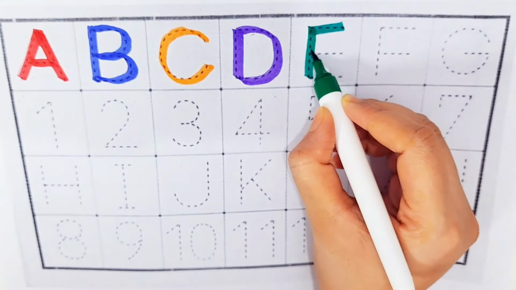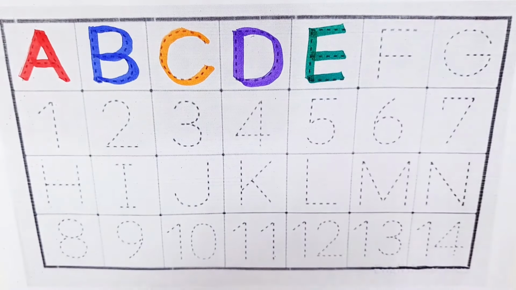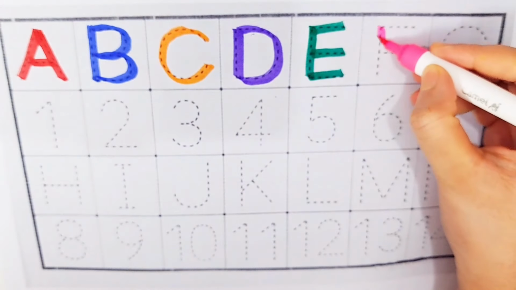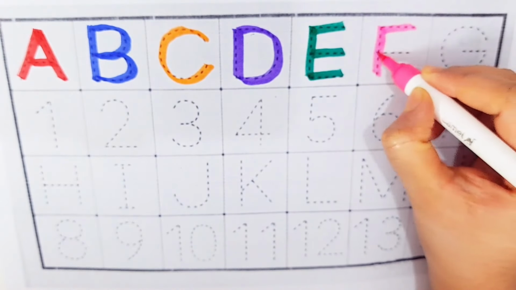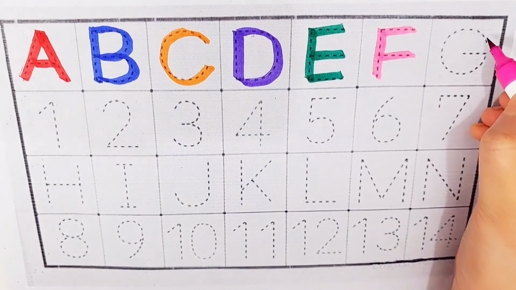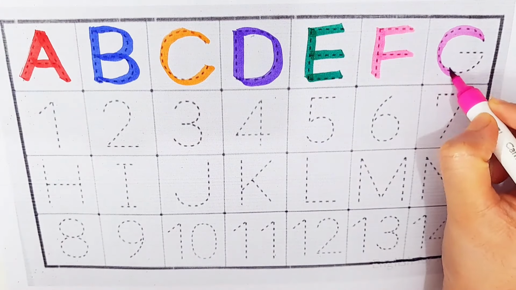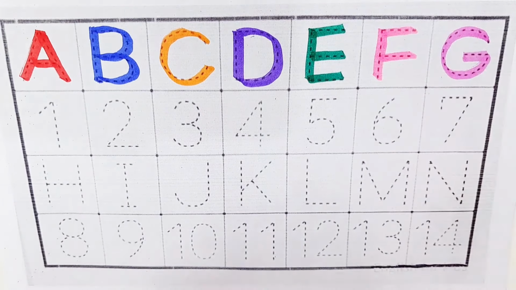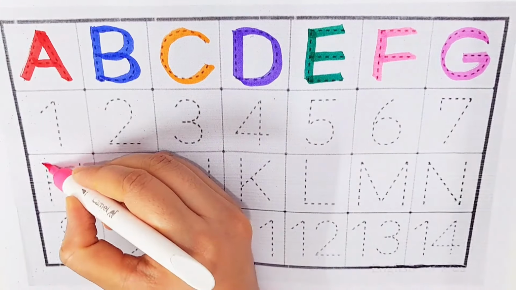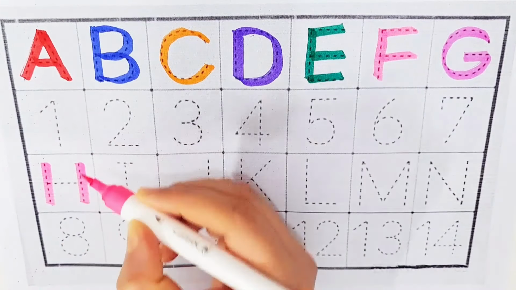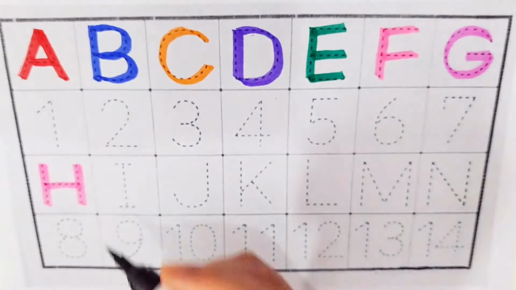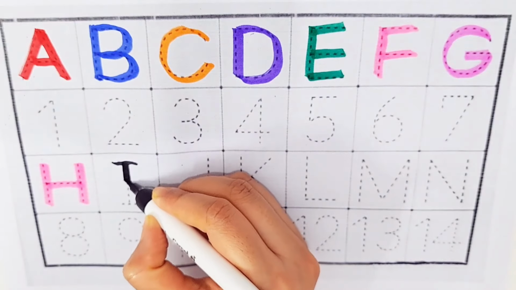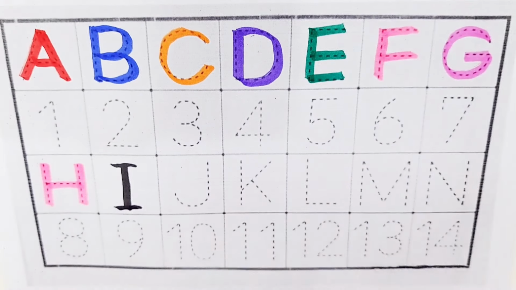E for egg. F for fish. G for goat. H for hand. I for ink.